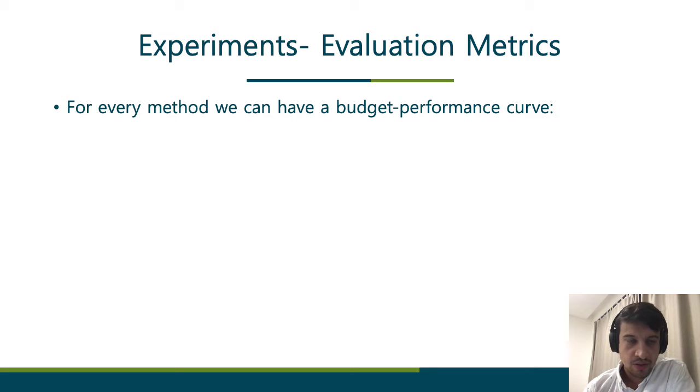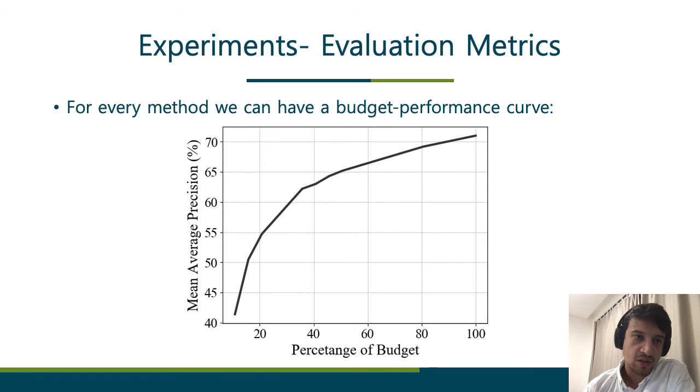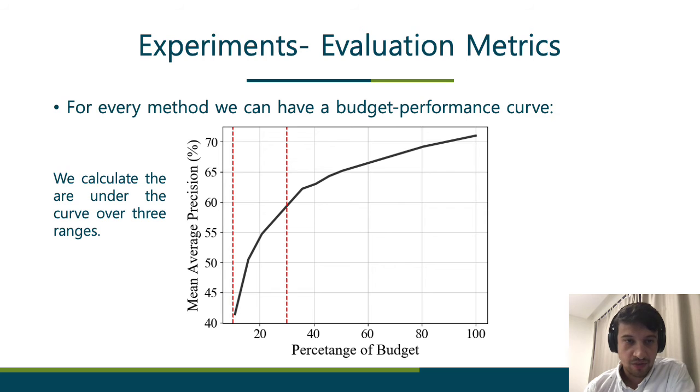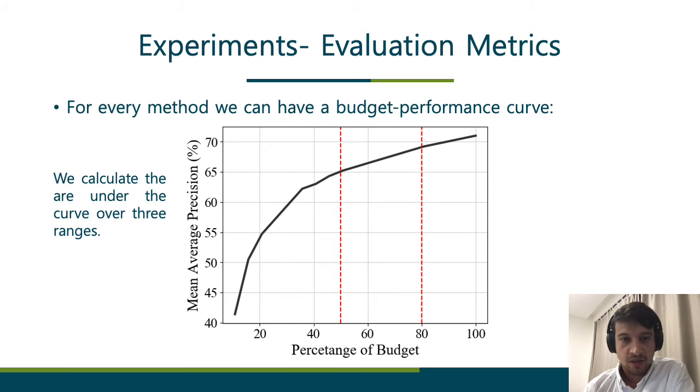For the evaluation metrics, we created our own metric. We first construct the budget performance curve. It consists of the mean AP based on the percentage of the budget that we have spent already. We divide this curve in three regions, which are low budget, mid budget, and high budget. The region between 80 and 100 is negligible, since the mean AP doesn't change that much, so we ignore it.